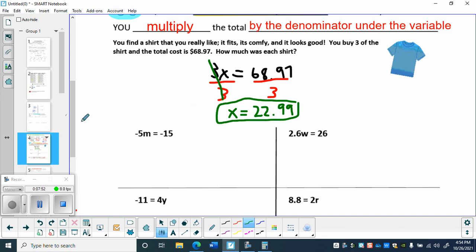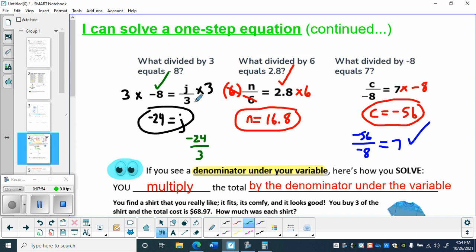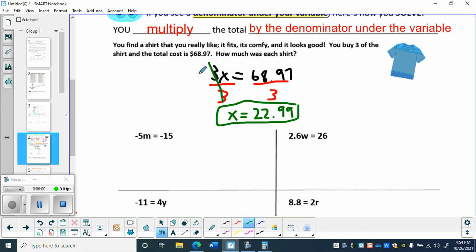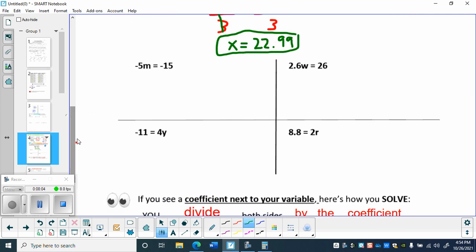Don't forget, up here what you saw was a denominator. And if you saw a denominator, we multiplied. But now if we see a coefficient, we're going to be dividing. So let's practice here. We've got 4 practice problems. So in this one, what I see with my variable, I don't see a constant and I don't see a denominator. I see a coefficient. And since that negative 5 is in front of my m, I'm actually going to divide both sides by negative 5.